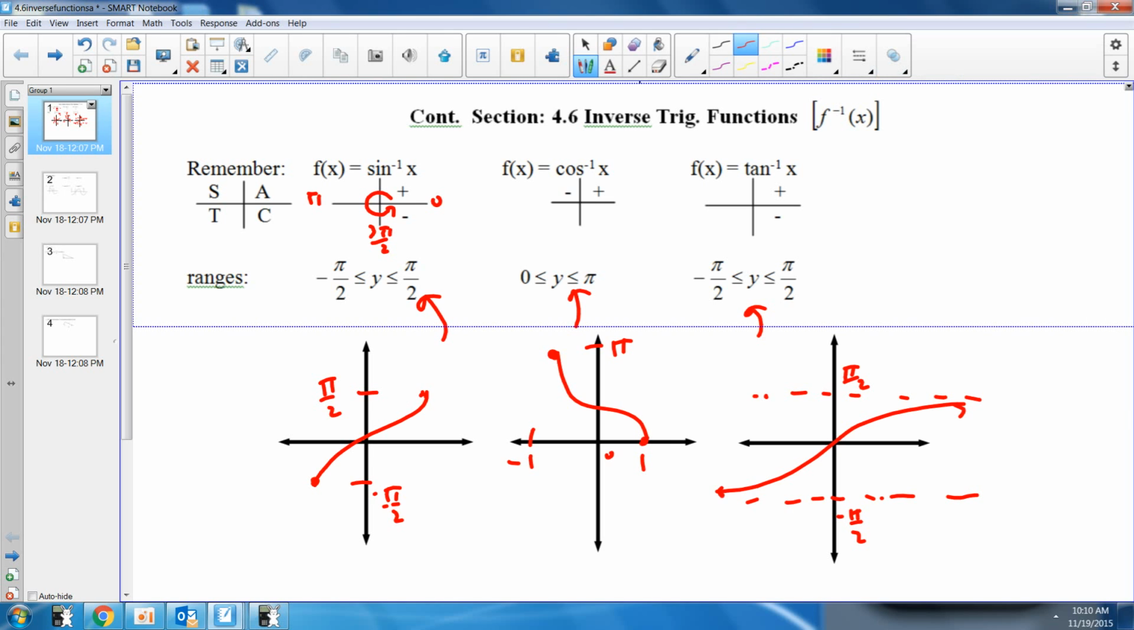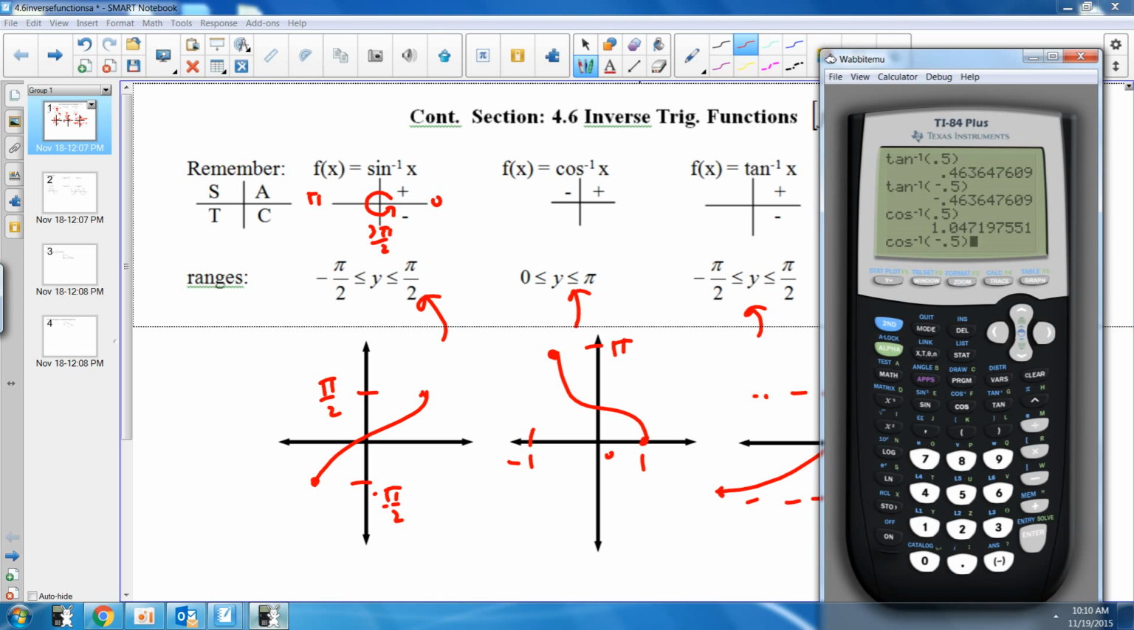It's not in the fourth. It's in the second. So when I hit enter, you're going to see that that is actually a number between pi over 2 and pi. All right? So that should make sense now why your calculator gives you answers depending upon where your inverse functions are defined as functions.